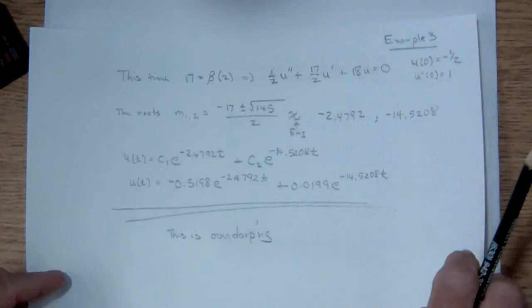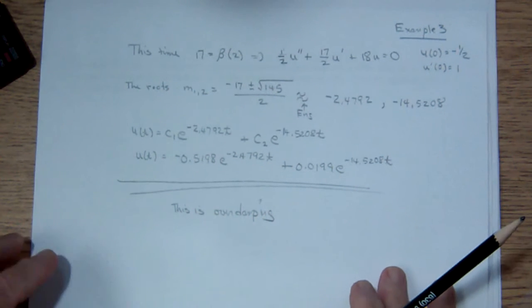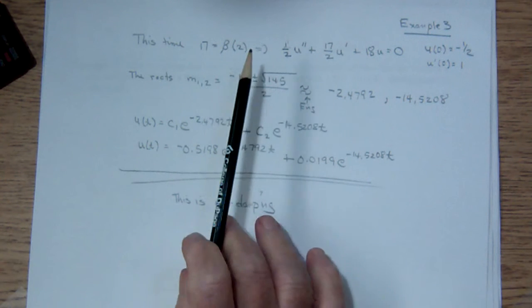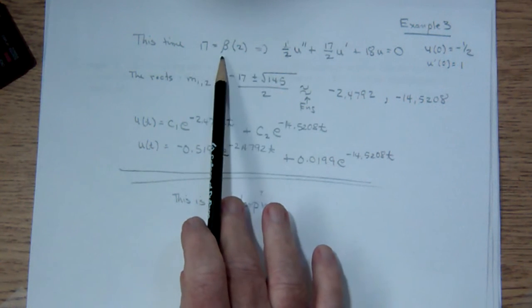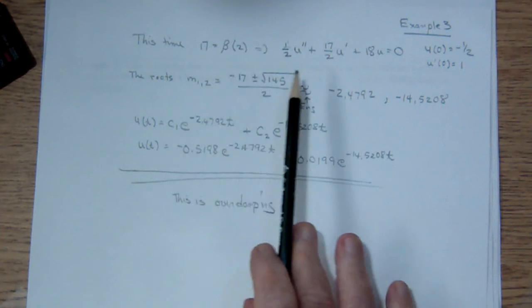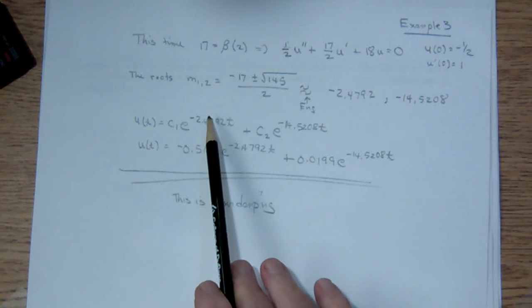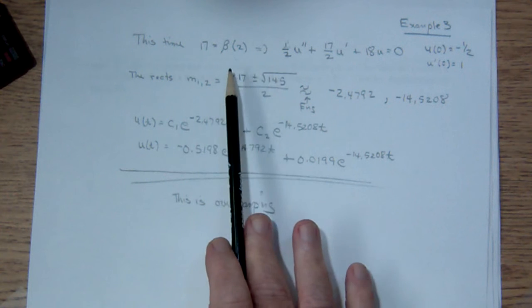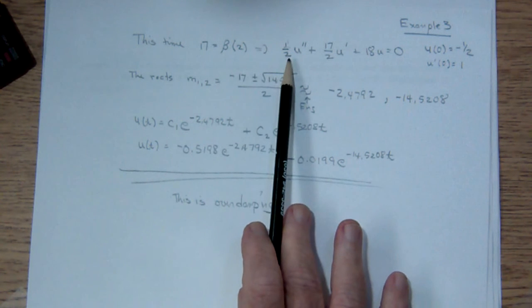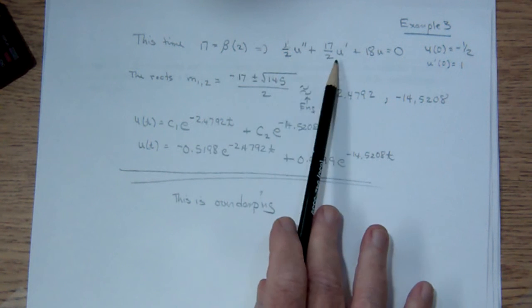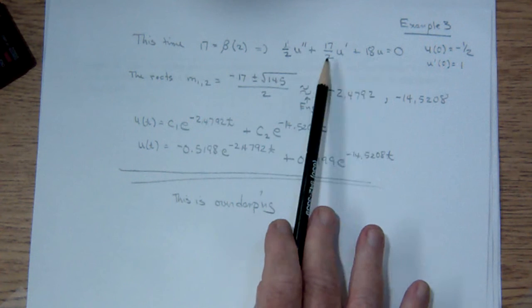So using the data about the damping force when the velocity is 2, we can solve for what beta is, and we will find that beta ends up being 17 over 2. When we put it into the equation, this is ma, and so on and so forth. That gives us the differential equation.